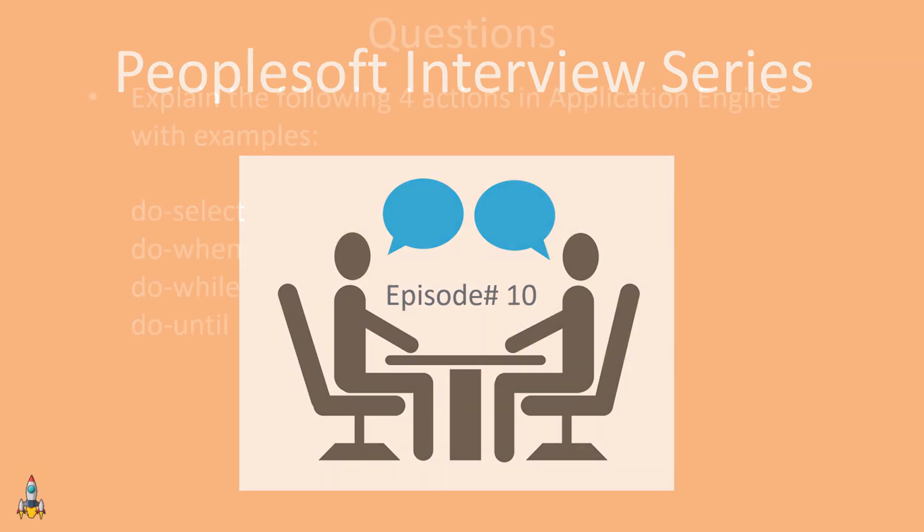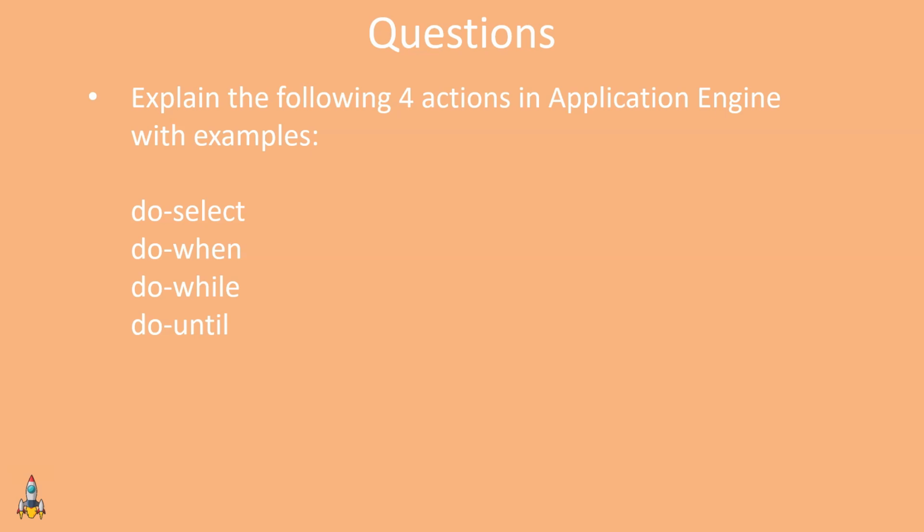And the question for today is: explain the following four actions in the application engine program with examples. So these actions are do select action, do when action, do while, and do until actions. So the interviewer is interested to know whether you understand the concept behind these four actions.